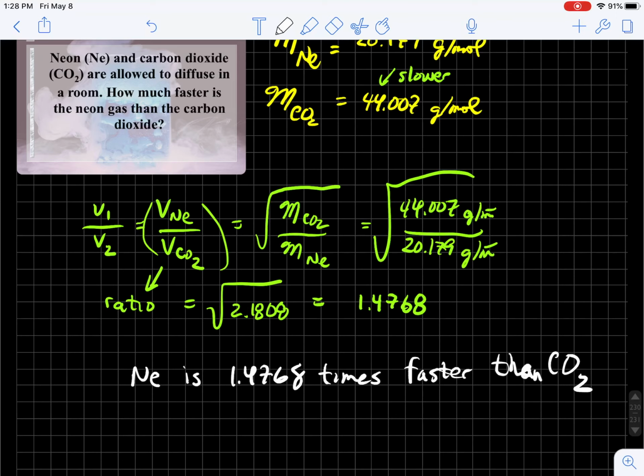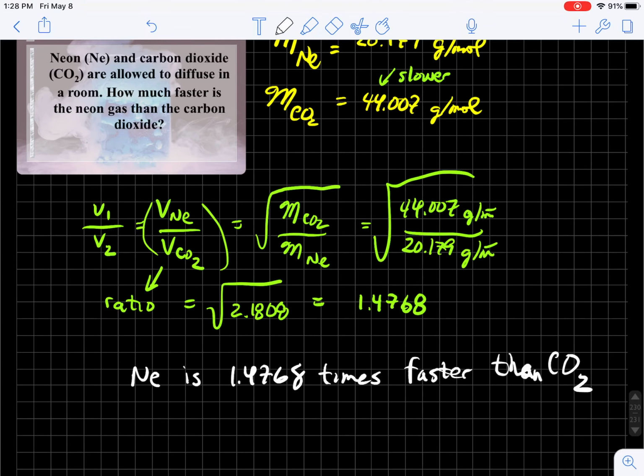Now, at the AP level, we could actually calculate the speeds, but at this level, they're not asking you to. They're just asking you to compare the two speeds. So we know neon is faster than carbon dioxide because it has a lower mass. How much faster? About 1.5 times faster than carbon dioxide.